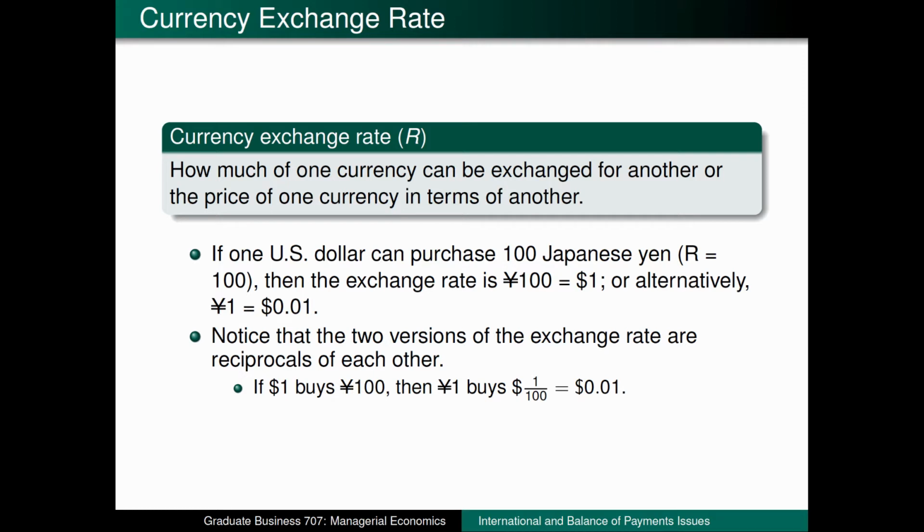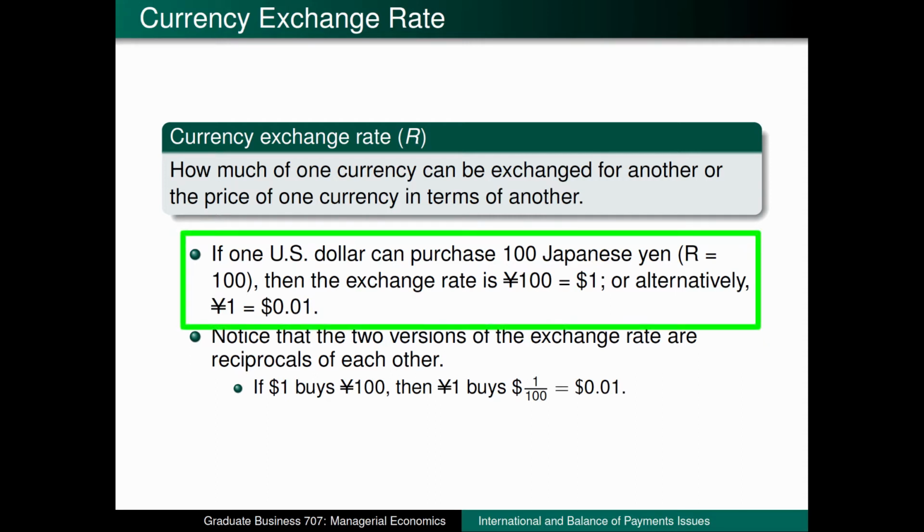The notation for the exchange rate is R, so R is interpreted as how much foreign currency one US dollar can buy. For simplicity, let's suppose that $1 can buy 100 Japanese yen. This implies that R equals 100. Conversely, this implies that 1 Japanese yen can buy 1 cent.